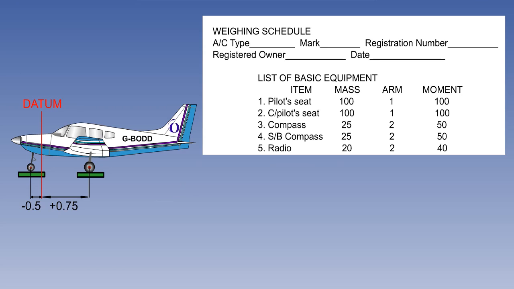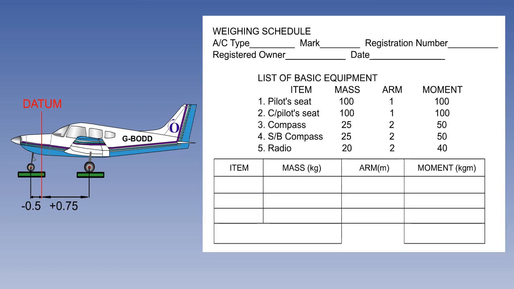Now we can look at a simple weighing schedule for a light aeroplane. The aeroplane is placed on weighbridge scales, and the individual mass is read at each wheel. Notice the position of the datum and the arm relative to the nose and main wheels. The list of basic equipment must be checked and fitted in the aeroplane prior to weighing. A table is constructed in columns, indicating item, mass, arm, and moment.